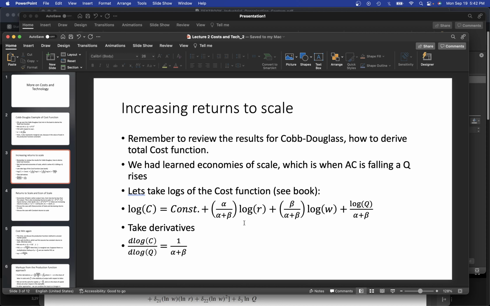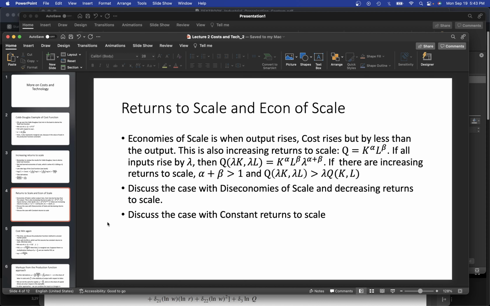Okay. So, that's the next slide. Economies of scale is the situation when output rises, cost rises, but by less than output. Okay, so this is also called increasing returns to scale.